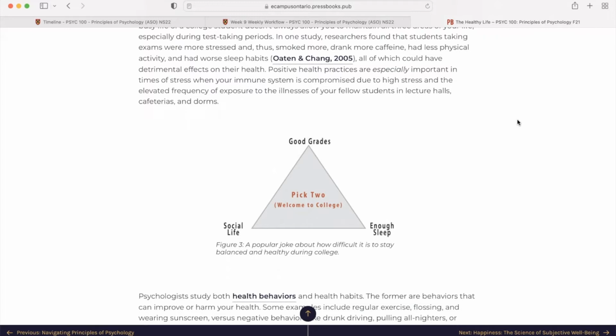So they have a triangle here. If you're listening to this and not watching it on YouTube, would you get to pick two? Enough sleep or social life? Good grades. It's pretty funny. It's a popular joke, I guess. How do you stay balanced and healthy during college?